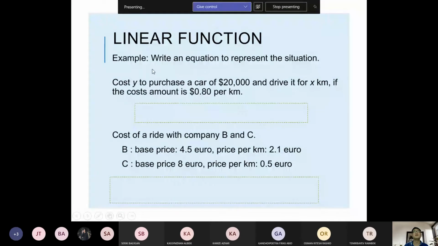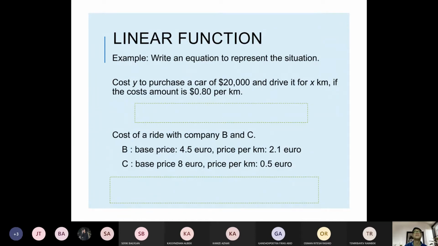Now, example: write an equation to represent the situation. The cost y is the cost to purchase a car of 20,000 and drive it for x km, if the cost amount is 80 cents, or $0.8, per km. So how do you actually write the cost? Perhaps you can try it and type in the message box. How do we actually calculate the cost?